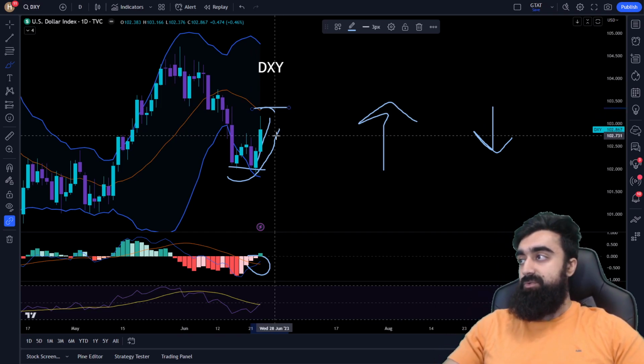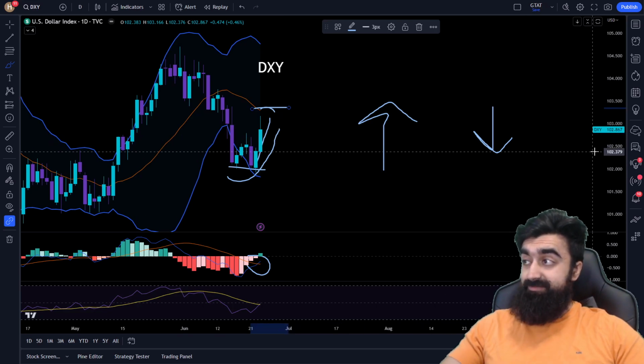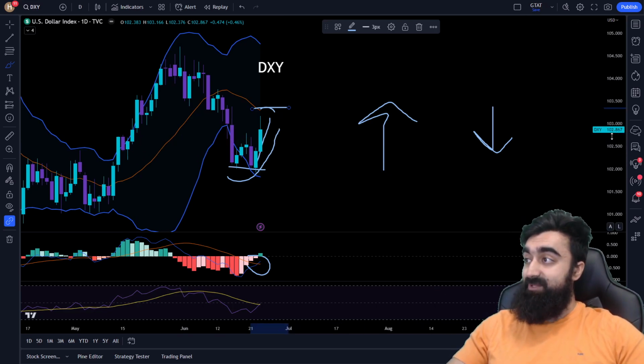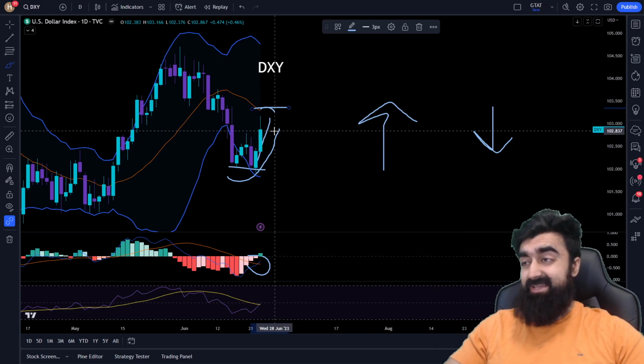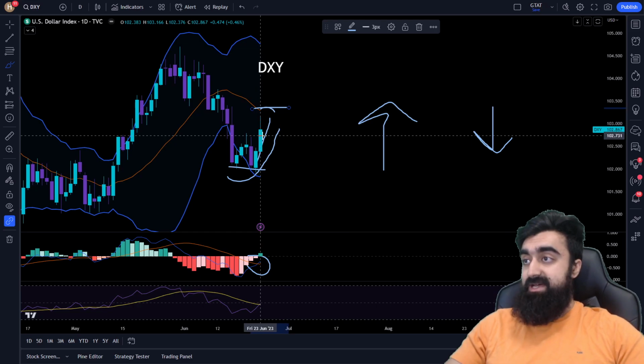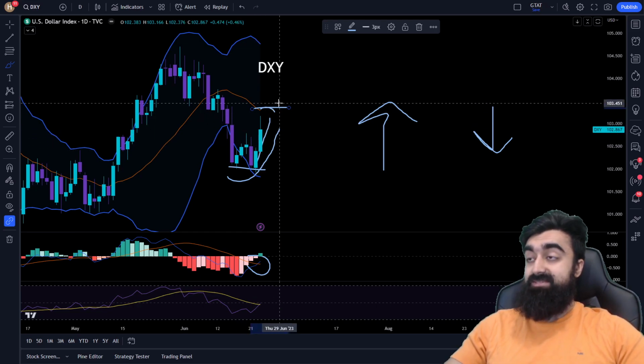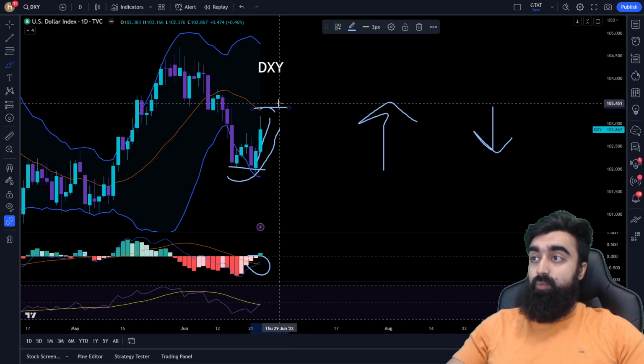What would be the best case scenario is if we come and retest this 20 exponential moving average on the dollar. The level that I was saying that we needed to close above on Thursday, I was saying that we needed to close above the 102.80 level on the dollar for a continued move up. That's exactly what ended up happening. So it's a good sign. It's showing that the dollar has more oomph to the upside. Now we just basically need to see what ends up happening.